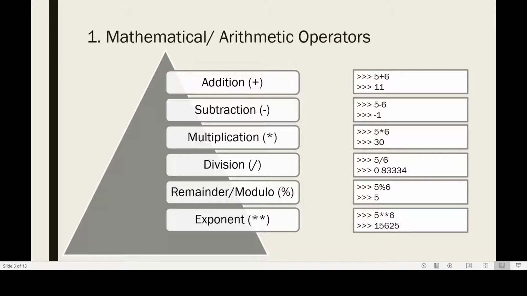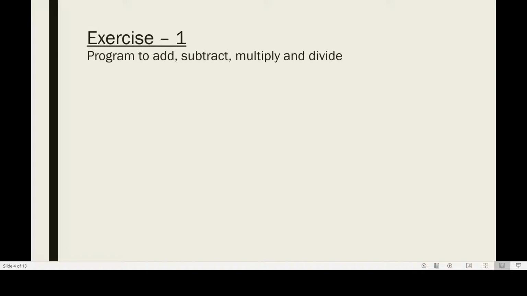Remainder means when we divide the two numbers, whatever is the remaining part left. Last is the exponential. Double star is used for the exponential value, so that is 5 to the power 6. As you know, our basic approach is to perform and understand the programs. Let us see an example for the same.